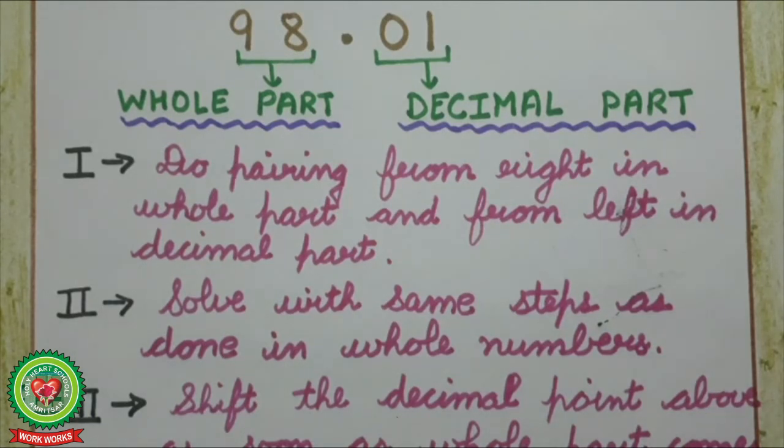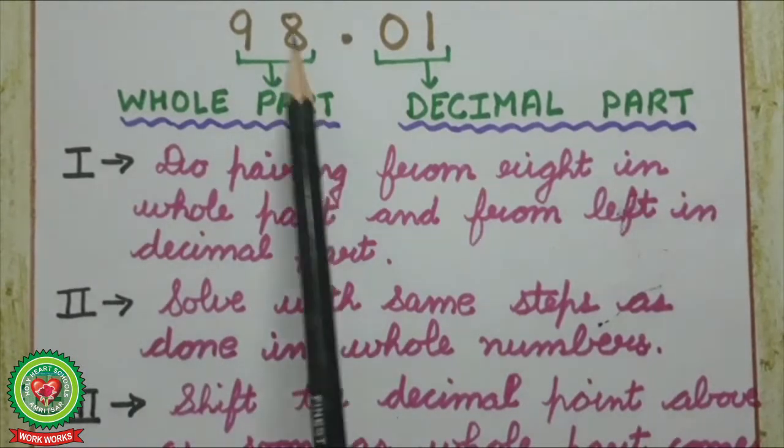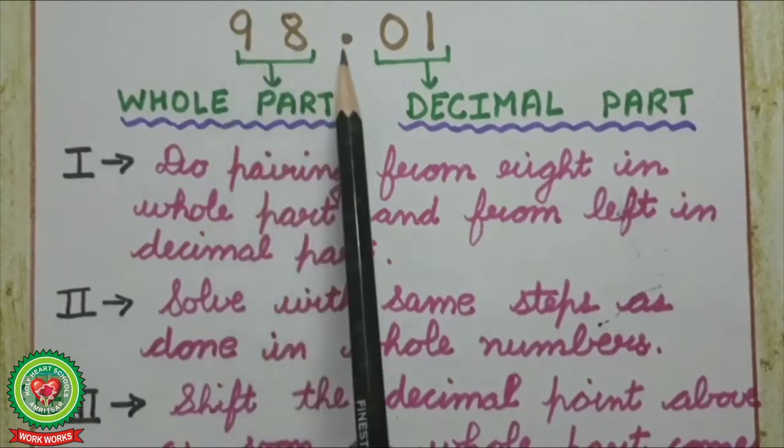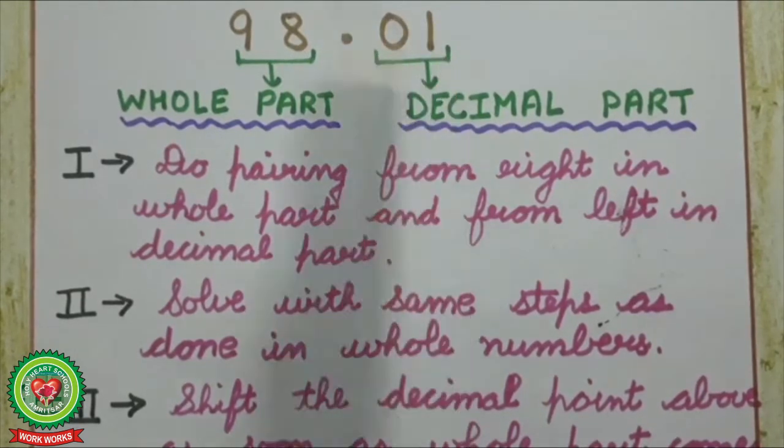As we have done in video 1, first step is pairing, but in decimal numbers pairing is of two types. Here do pairing from right in whole part and from left in decimal part. In decimal numbers we do pairing before decimal from right like this 8 9 first pair, and after decimal we do pairing from left like this 0 1.